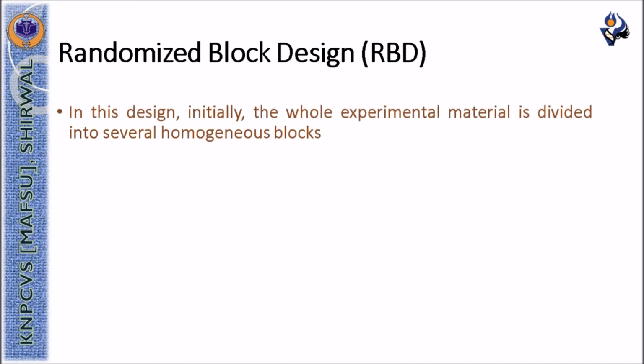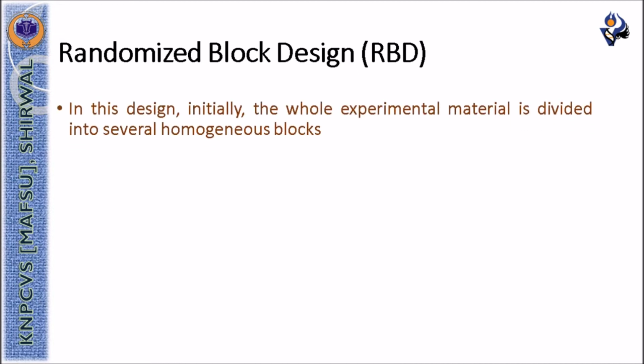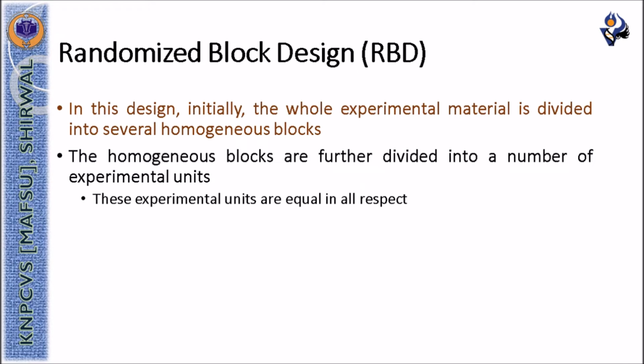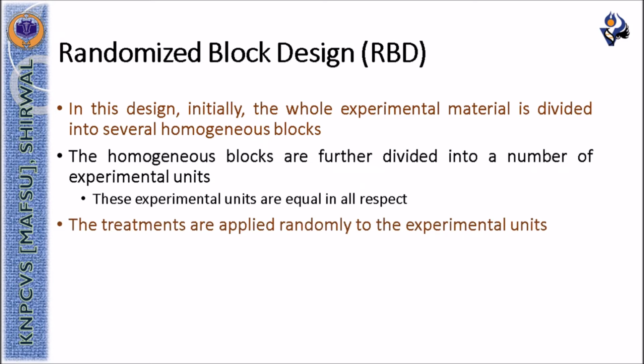In this design, initially the whole experimental material is divided into several homogeneous blocks. The homogeneous blocks are further divided into a number of experimental units. These experimental units are equal in all respects, and the treatments are applied randomly to the experimental units.